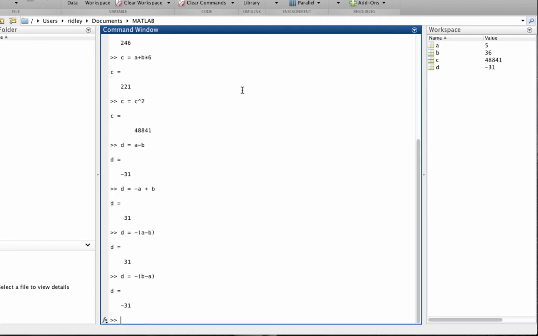Now we can set d equal to a to the power of minus 1, and we get 0.2. And then we can leave off the parentheses also, and Matlab is smart enough that it knows that you wanted a negated a first, and then it uses the power. The same thing is true with the a and the b addition.